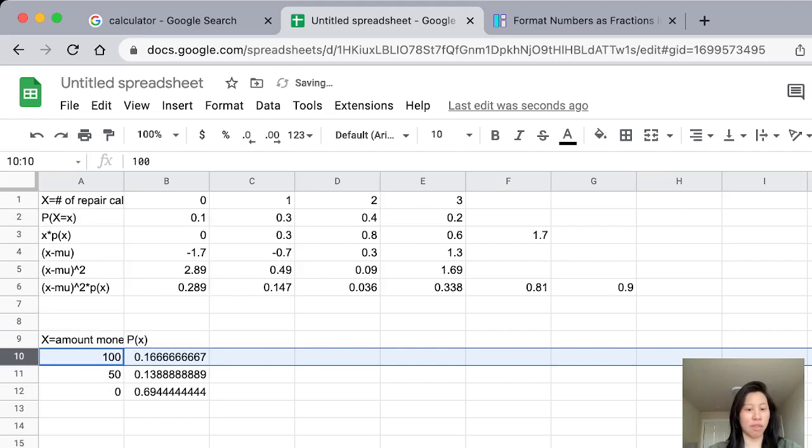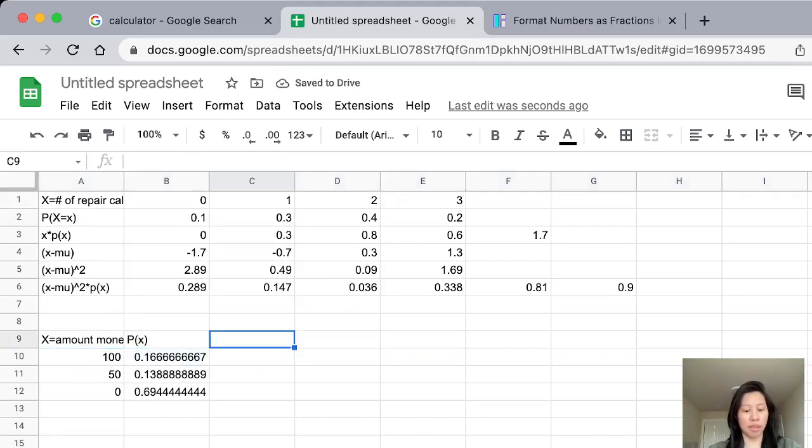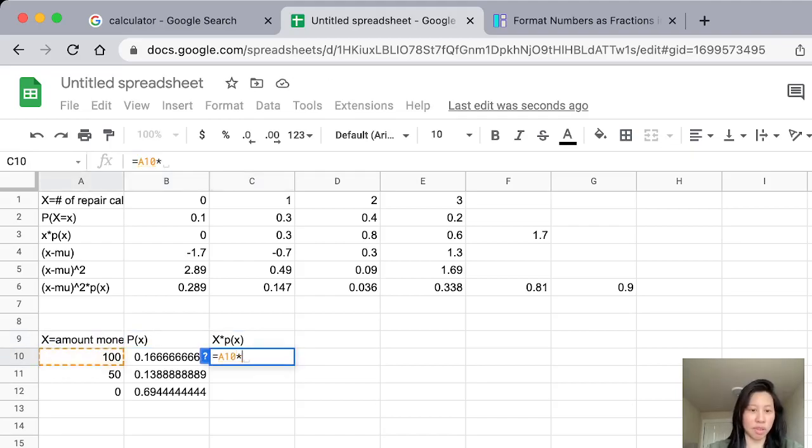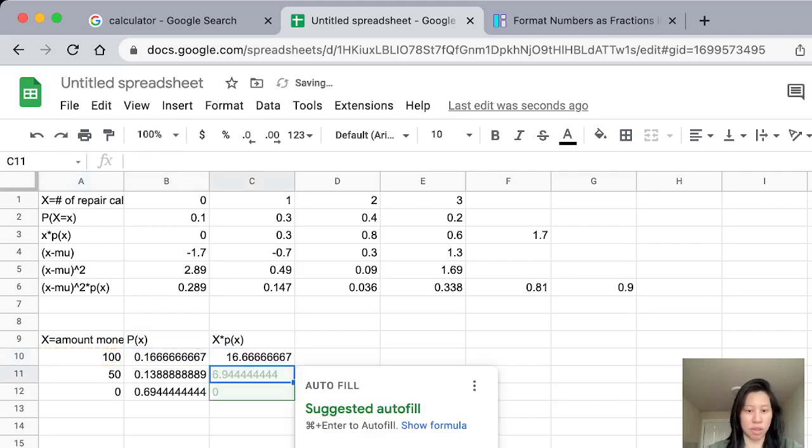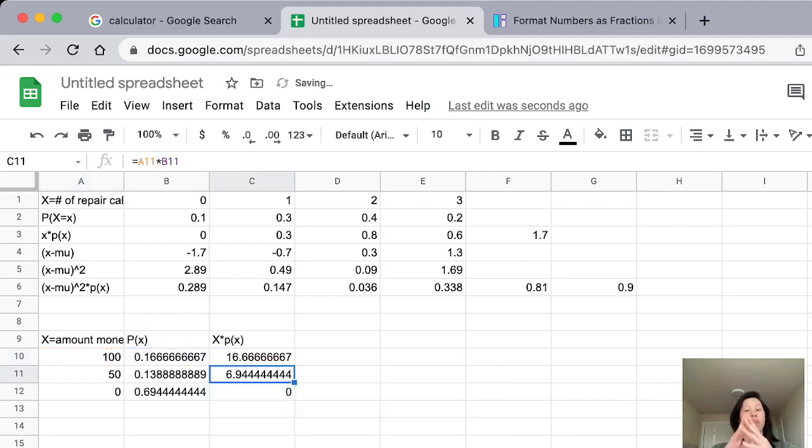Okay, so expected value equals what? The sum of x times p of x, right? So that's equal to this number times this number, and then autofill. But this is not done. We still need to find the sum, because the sum should be our expected value.